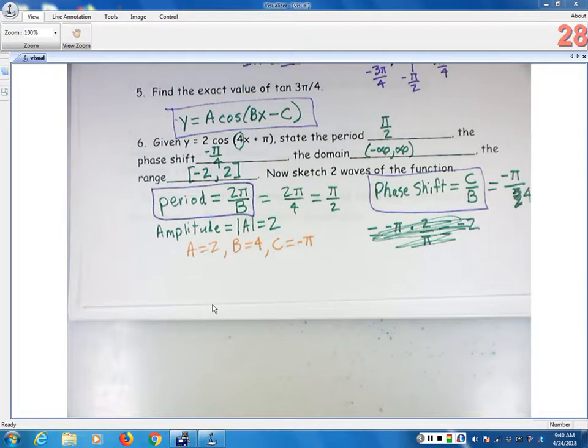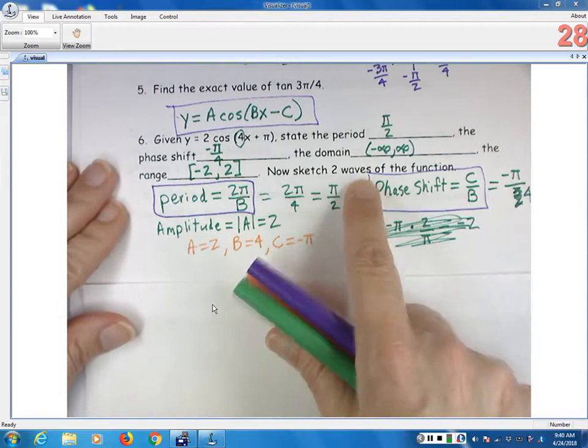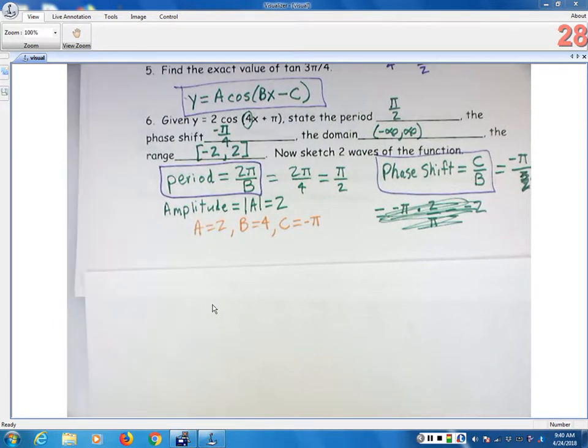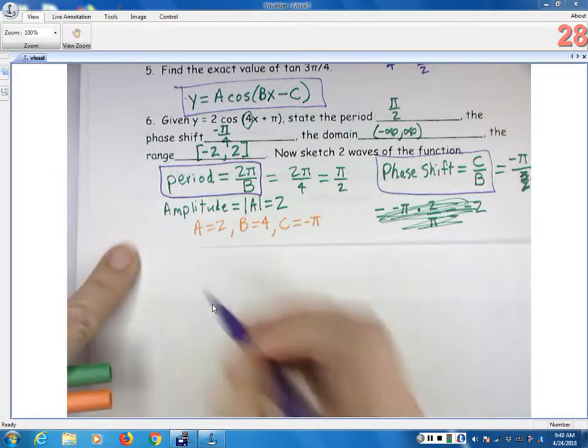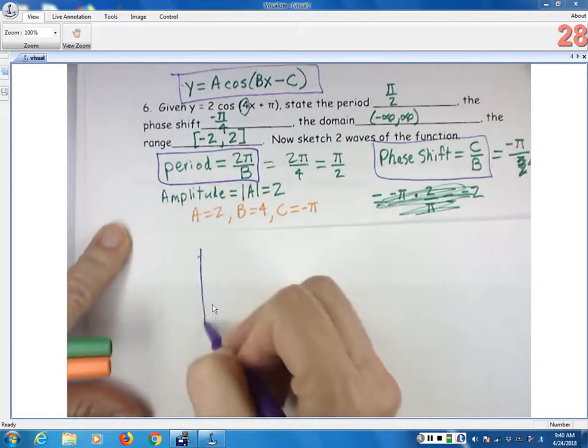All right, we're going to sketch 2 waves of the function. That means 2 periods. That's the language we're going to use when asking you things: waves. Because it kind of looks like a wave, doesn't it? 2 waves of the function. So, all right, we got a cosine function.